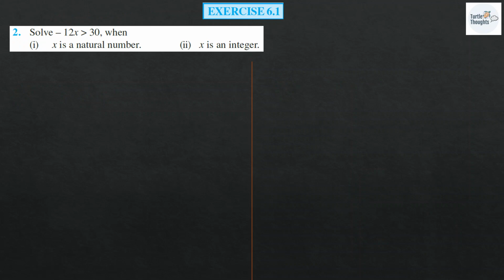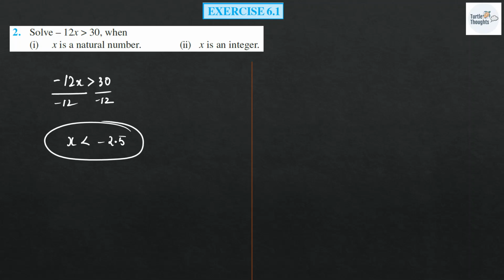Let me go to the next one. Here again, it is the same kind of question, but there is a small difference. It is negative 12x, so negative 12x is greater than 30. When I divide both sides by negative 12, what will happen to the inequality? The inequality will flip over, and 30 by 12 is going to be about 2.5, so x is less than negative 2.5. So this is the solution set, isn't it?